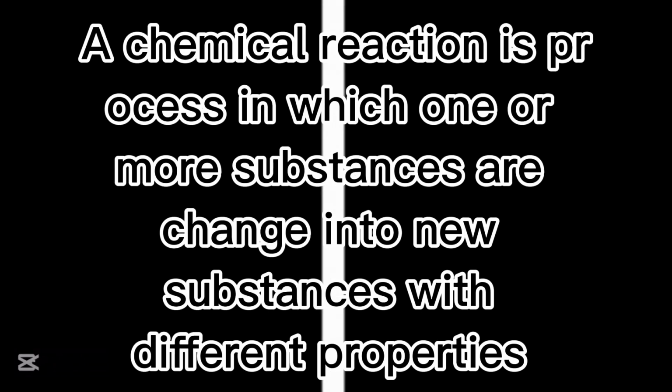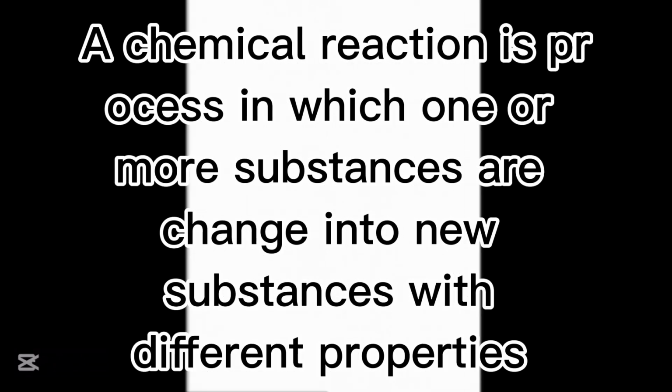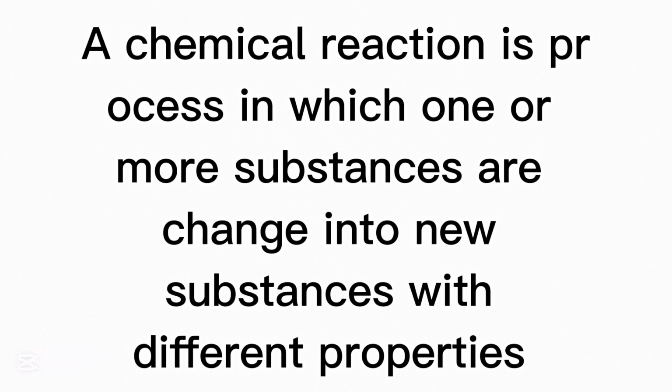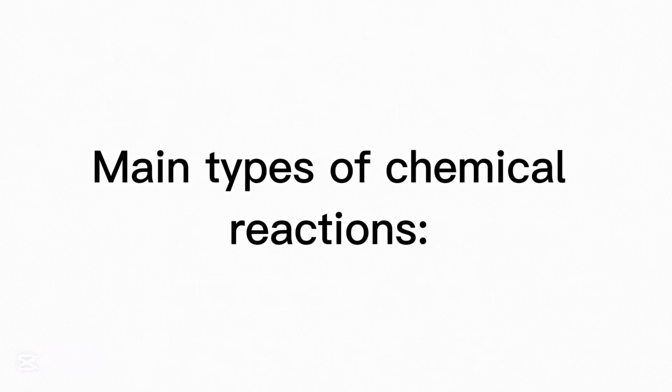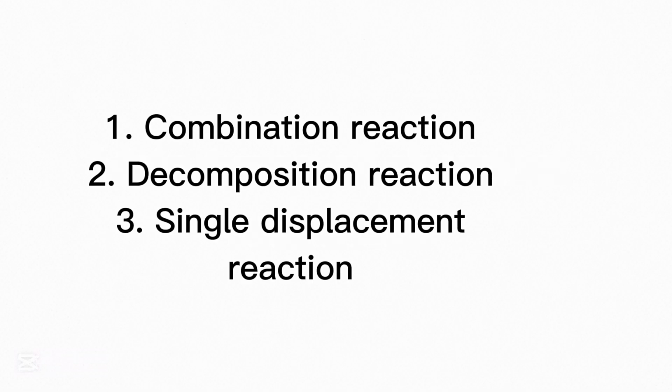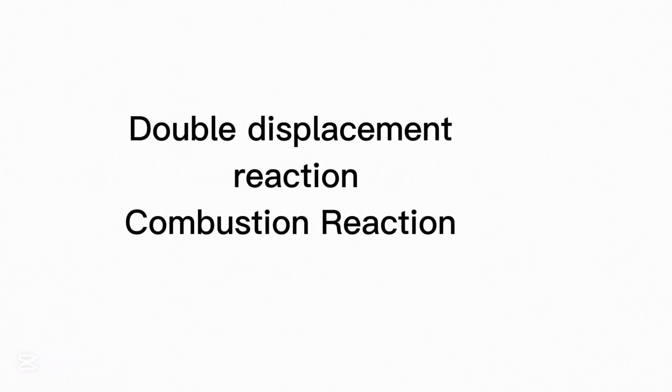Now, let's start by understanding what chemical reaction means. A chemical reaction is a process in which one or more substances are changed into new substances with different properties. Let's look at the main types of chemical reaction. We are focusing on 5 main types. 1. Combination reaction. 2. Decomposition reaction. 3. Single displacement reaction. 4. Double displacement reaction. 5. Combustion reaction. Now, we are going to explain them one after the other.